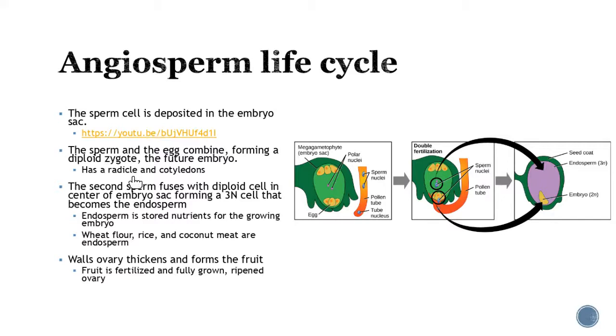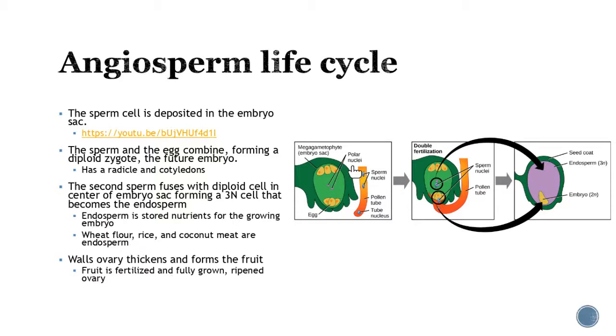Now what's going to happen, the egg and sperm are going to combine to form a diploid zygote, which is going to be the future embryo, which is going to be right there. So here's your embryo right here. Now in the process of double fertilization, we're still going to have another sperm nucleus that's going to go to the diploid cell in the center of the embryo sac. It's going to form this 3n tissue that actually becomes the endosperm, which is going to be like a food source for the growing embryo. So it's not an embryo, but it's like a food source reserved for them. We actually use a lot of this for food, baking and stuff.